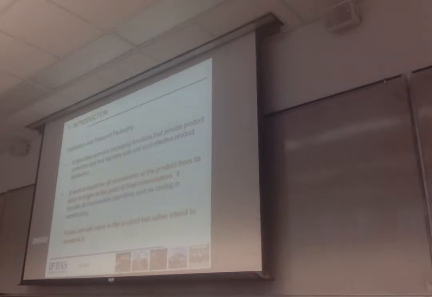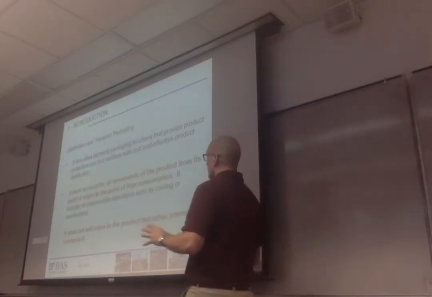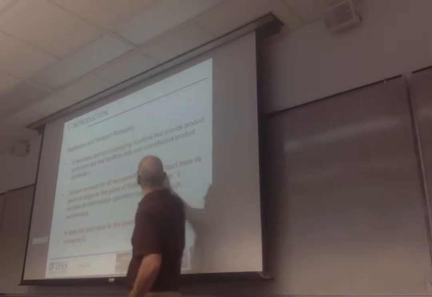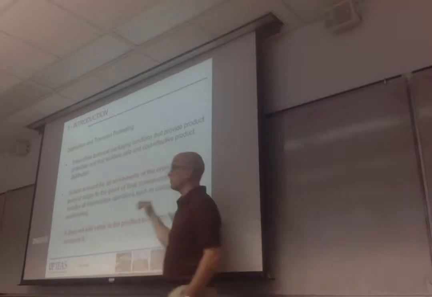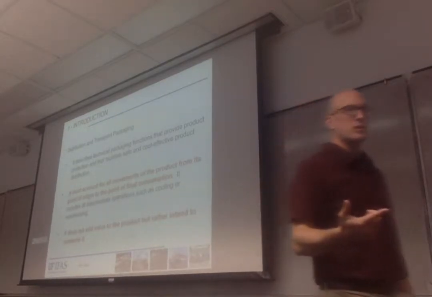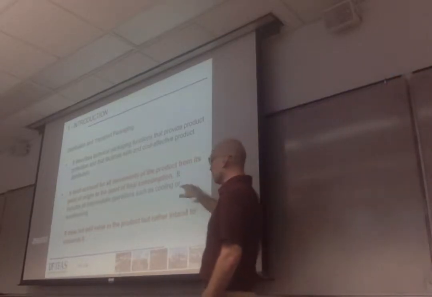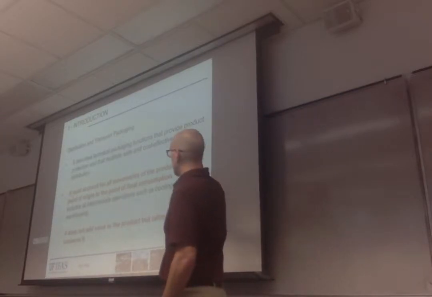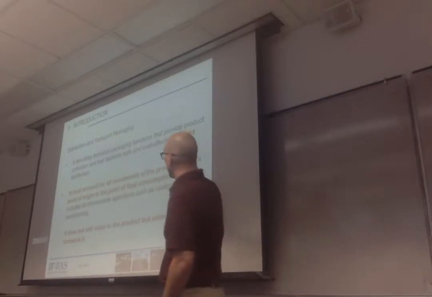Okay, so that type of packaging, distribution and transport packaging, must account for all movement of the product. This is very important. From the point of origin to the point of final consumption, which is in people's house, okay? It includes all intermediate operations, such as cooling or warehousing. Any of this needs to be included. A lot of products don't need to be cooled, but a lot do. Temperature management is a very important issue with, for example, food products, pharmaceuticals, and so on.